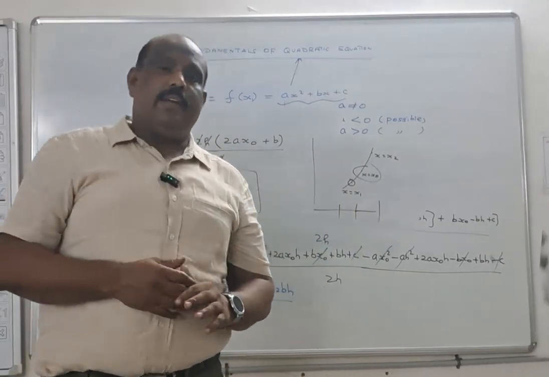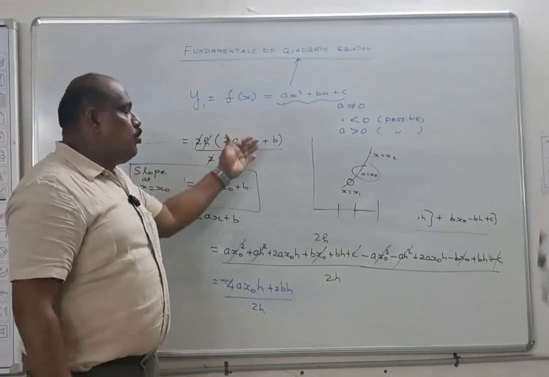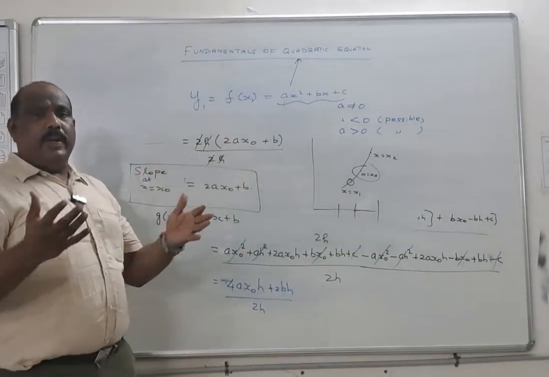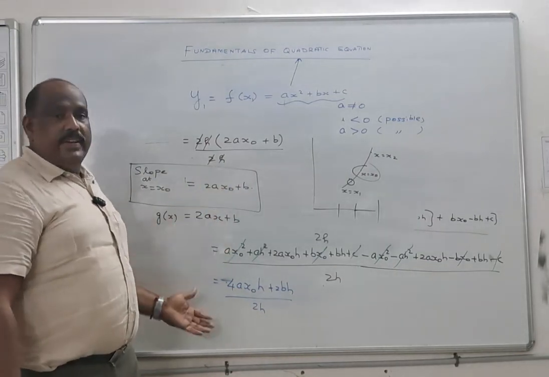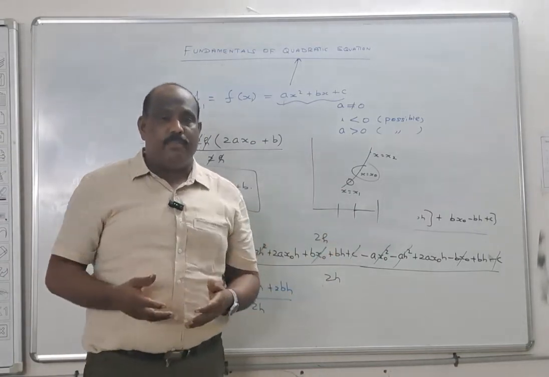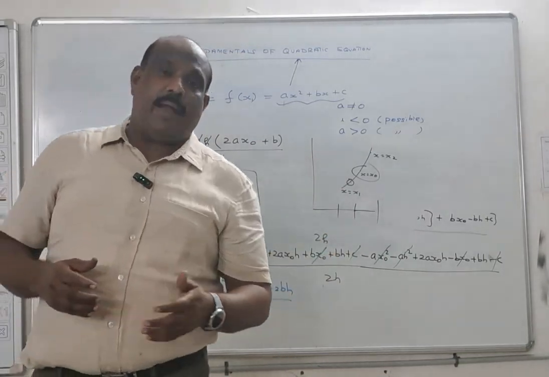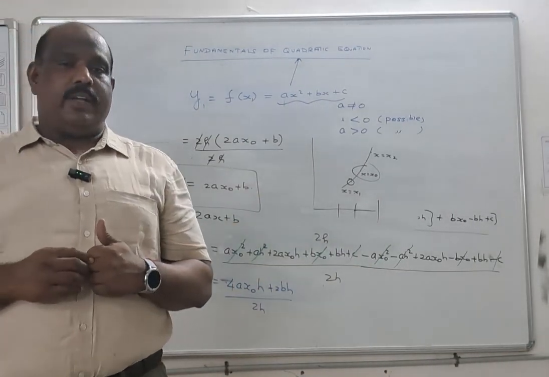In the next class, we will discuss some problems related to this basic equation, the slope, the vertex. You may be asking, what is the usage of finding the slope? What is the usage of finding the vertex? What is the usage of the axis of symmetry? What is the usage of minimum value and maximum value? Let us take some practical problems and we will solve them. Then you will know the importance of a quadratic equation.